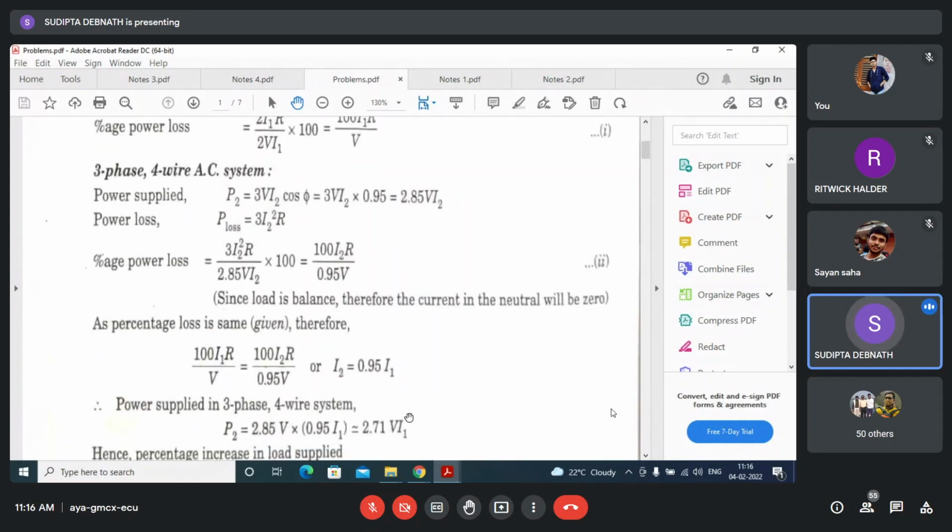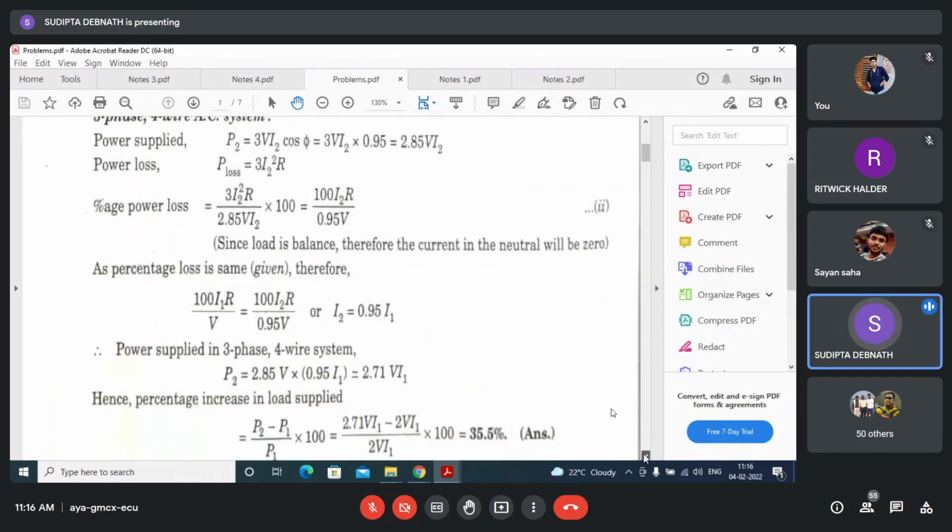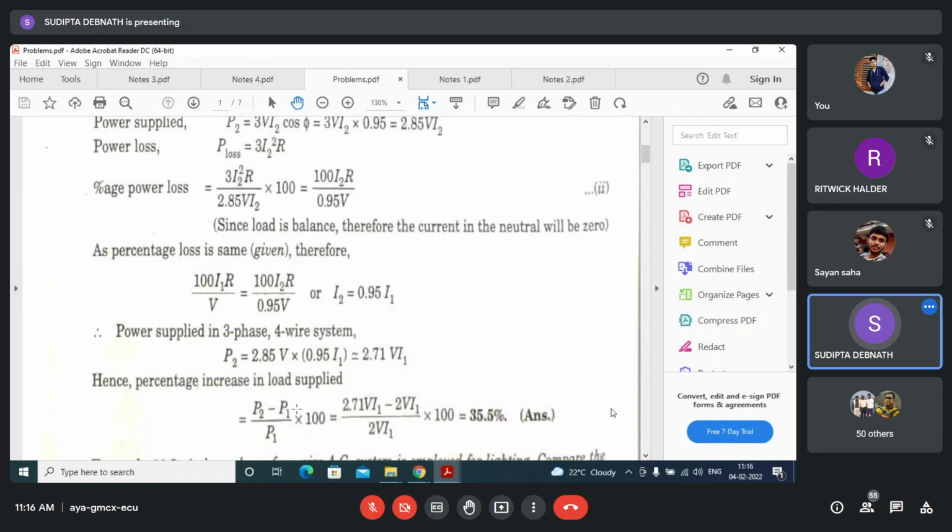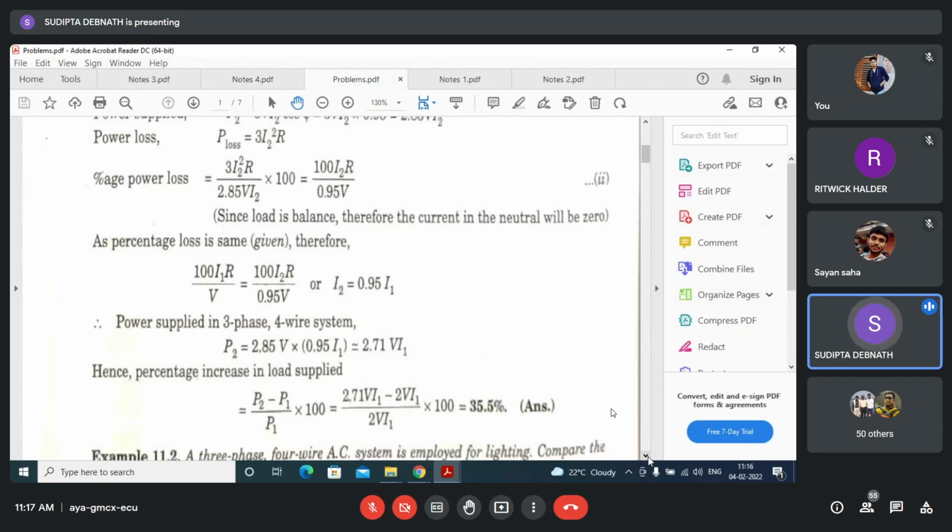So you can understand P2 is more than P1. But what is the additional load? Additional load will be P2 minus P1 by P1, so it will be 35.5%. Understood? Yes, ma'am. So this is a typical problem.